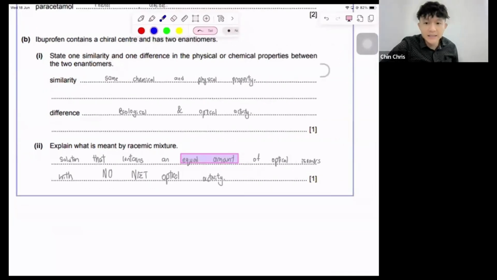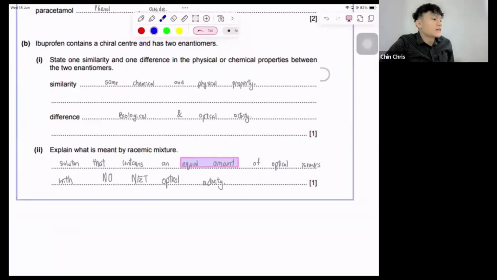Benzene is the biggest chapter in organic. The next chapter, phenol, is very easy.